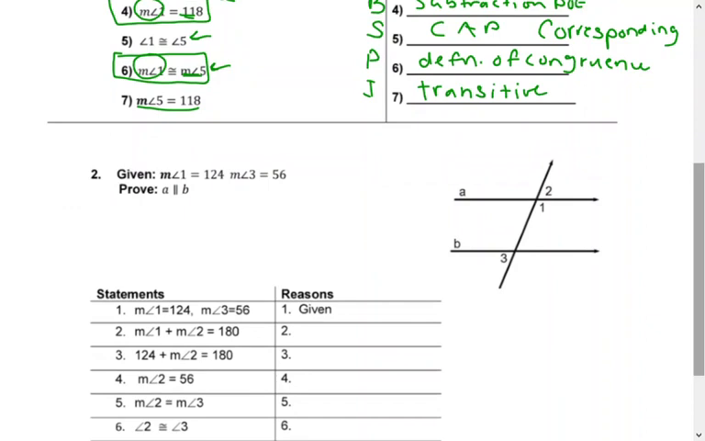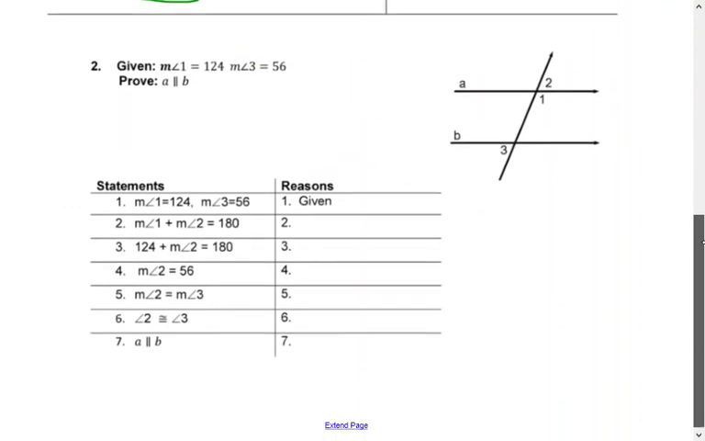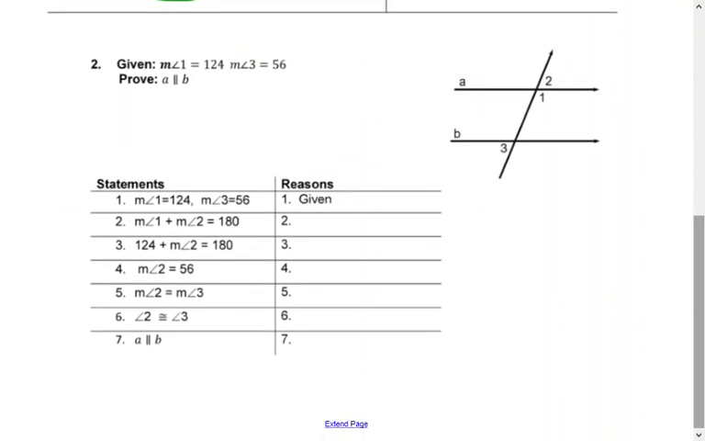Okay. So let's look at proof number 2. Same idea. We're given all the statements and we're going to give the reasons for it. So the first thing is what we're given, that the measure of angle 1 is 124. So I'm going to write that on my angle 1. And we're told the measure of angle 3 is 56. Our goal is to prove that A and B are parallel.